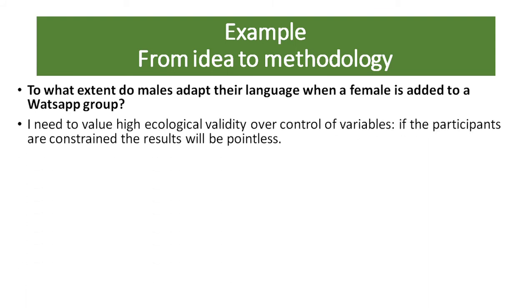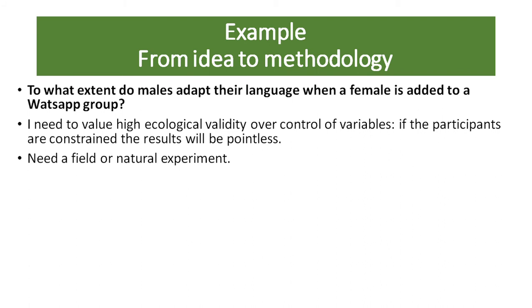Okay, so I have decided that I need to value high ecological validity over control of variables, because if the participants are constrained, the results are going to be pretty pointless, because we're looking at how males speak naturally with their friends in a natural environment. It's not going to be very useful if I say to them, guys, I'm going to put you in this WhatsApp group and I'm going to add a female in 5 minutes, and then they say why, and I say I can't tell you. It's not going to go down very well or be very reliable.